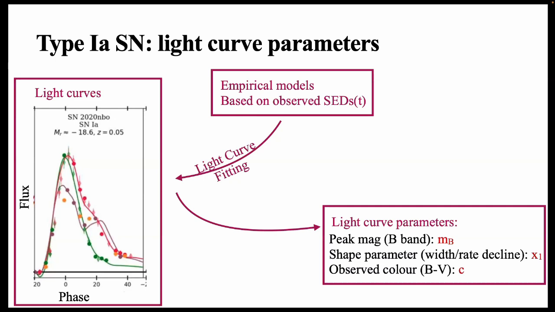On the basis of a very large database of spectral energy distributions, we have an empirical model which can represent observed light curves in terms of three parameters. The procedure is called light curve fitting, and everybody is familiar with that. The light curve parameters are the peak magnitude, traditionally in B band, mB; the shape parameter, x1, which describes the width or rate of decline of the light curve; and the observed color, c. What we have to remember is that this is the observed color: it is corrected for Milky Way extinction, but not for extinction in the host galaxy. So it is basically a sum of the supernova's intrinsic color and extinction in the host galaxy.